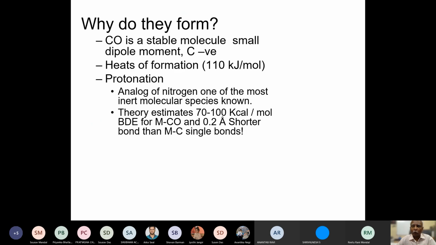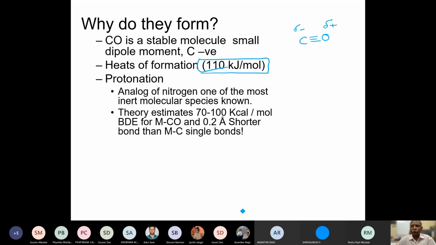Now the question is, why do these molecules form with carbon monoxide? Because the heat of formation of carbon monoxide is very high, and it is stable by itself. It has got a very small dipole moment, and if you look at the dipole moment, this is delta minus and this is delta plus. So contrary to what you expect, oxygen being more electronegative, the dipole moment is not in the direction of the oxygen. The negative charge is not in the direction of the oxygen. It is in the direction of the carbon. So this is a surprising thing.